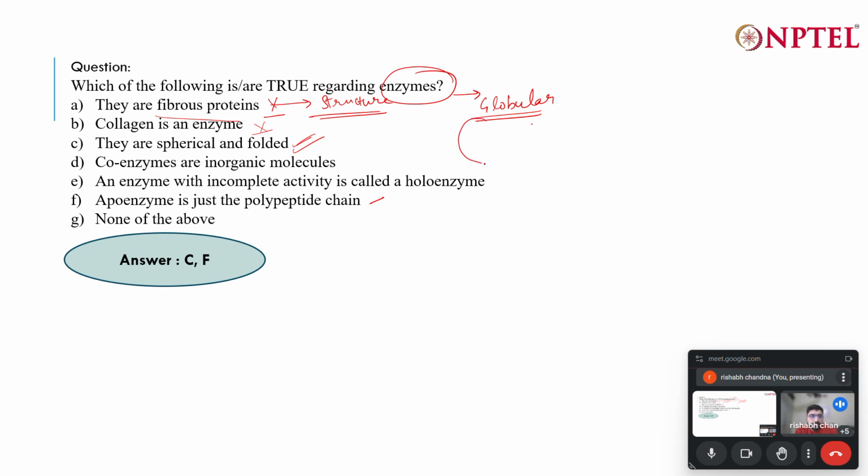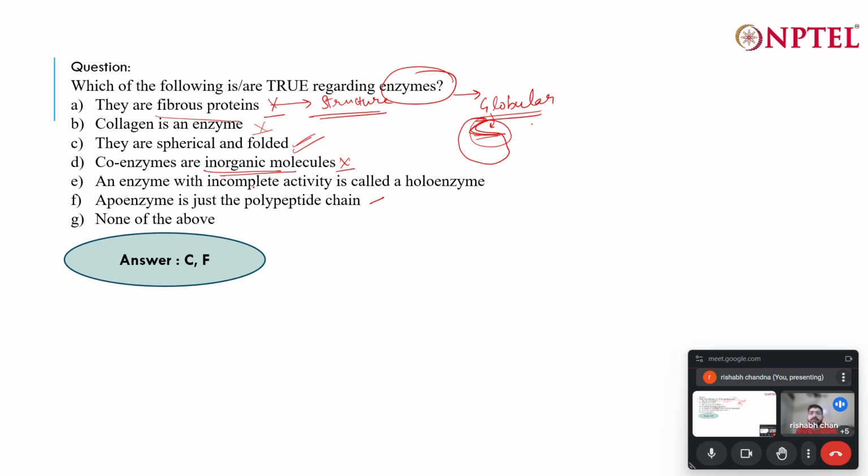Suppose this is a particular enzyme and this is the active site, because it tends to react with different substrates. So it needs to be flexible in nature. And this active site is formed after folding of the amino acids. So they are spherical and folded. Coenzymes are inorganic molecules? No. Coenzymes are basically organic molecules. Cofactors are inorganic molecules, basically metal ions.